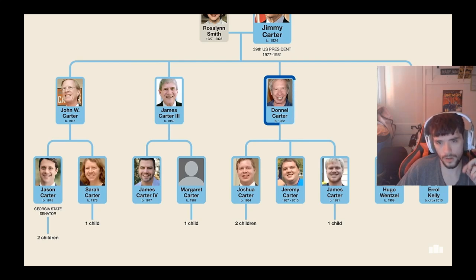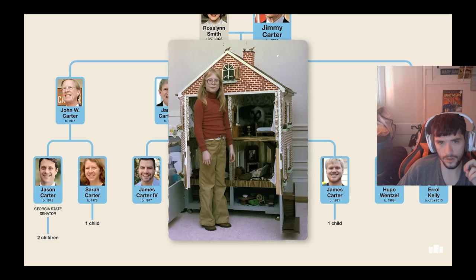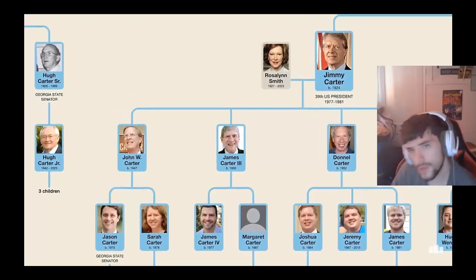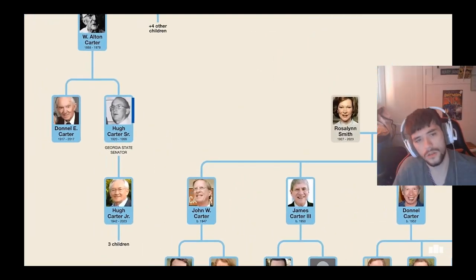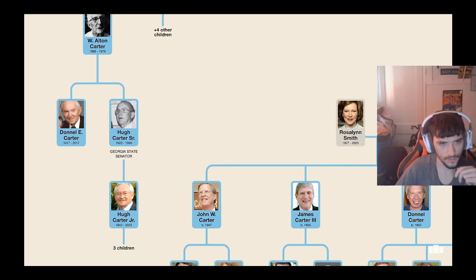And then finally, there's Amy, who's the one that most people know because she was just 9 years old when her father became president and hence grew up in the White House. I should also point out Jimmy Carter's first cousin, Hugh Carter Sr., who served as a Georgia state senator for 12 years, as well as his son, Hugh Carter Jr., who served as one of Jimmy Carter's special assistants during the Carter presidency.